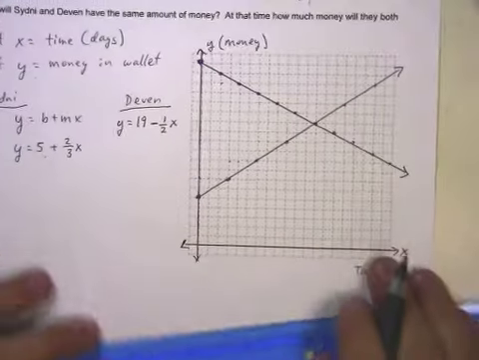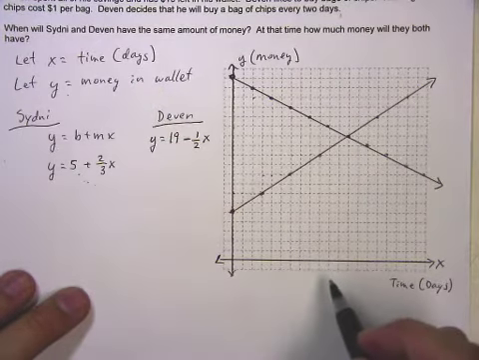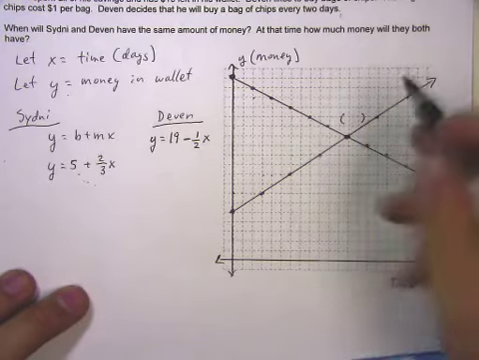And we can see, well, what's our question again? When will Sydney and Devin have the same amount of money? Well, our solution point is this point right here. What is this point?